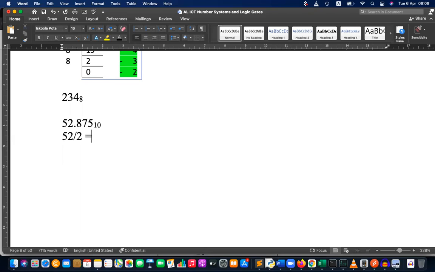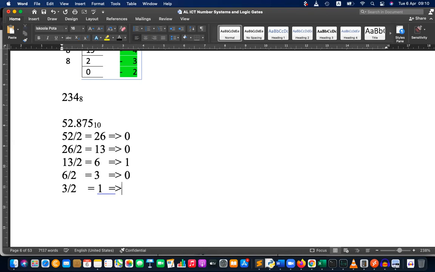Then tell me the answer. 52 divided by 2, what is the answer and what is the remainder? 26, and the remainder is 0. Again, let's divide 26 by 2. That is 13, and again the remainder is 0. Then 13 divided by 2 is 6, and the remainder is 1. Then 6 divided by 2 is 3 and the remainder is 0. Then 3 divided by 2 is 1 and the remainder is also 1.